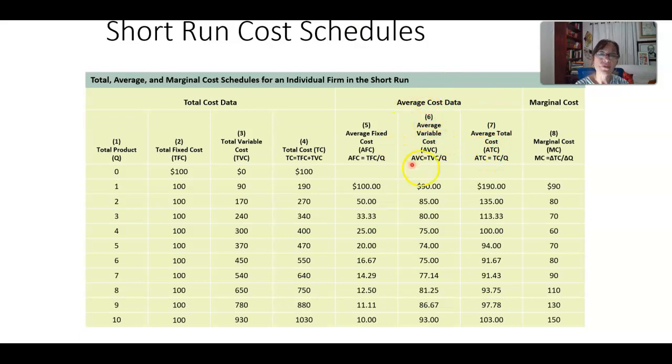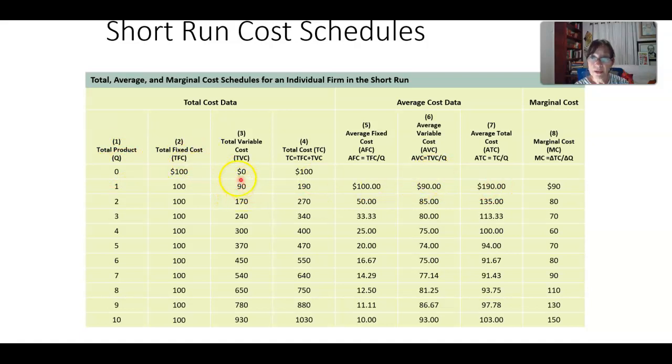Now we're going to do average variable cost. So what do we know? We're going to take the average of the variable cost. This is our variable cost curve right here, and we're going to take this variable cost curve and divide it by our output. So average variable cost equals total variable cost divided by output. Total variable cost is 0, divided by 0, nothing there.